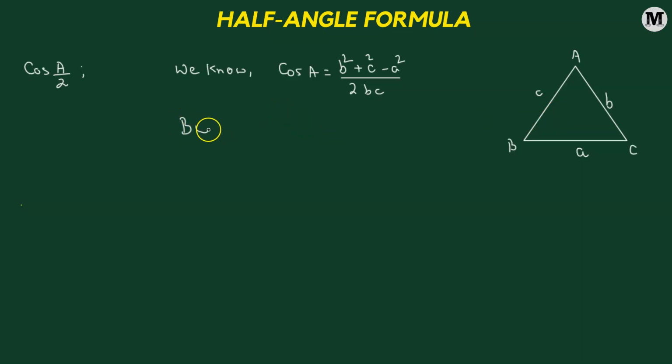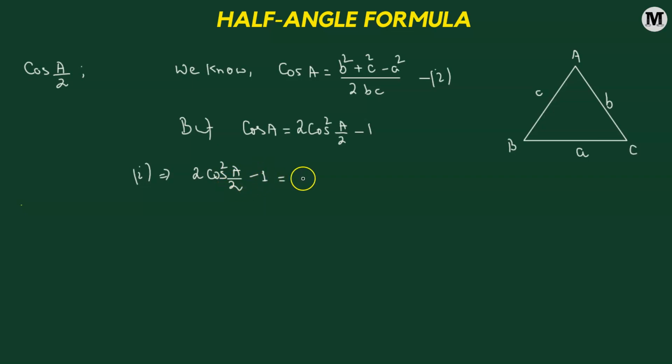But we also know that cosine of angle A is represented by 2 times cosine squared A over 2 minus 1. That means we're going to express number 1 as 2 times cosine squared A over 2 minus 1, and this is going to be equal to B squared plus C squared minus A squared divided by 2 times BC. So our goal will be to find cosine of A over 2 using this expression.